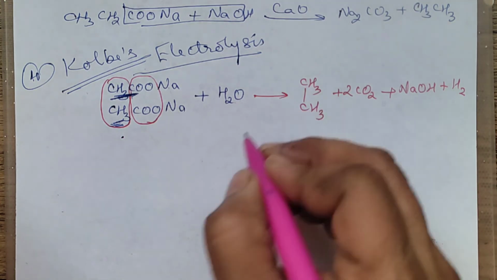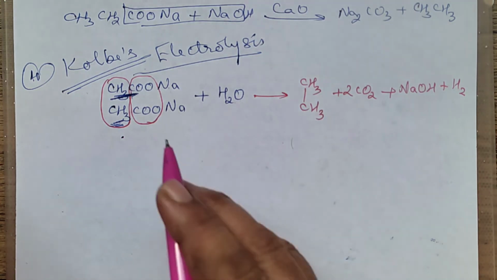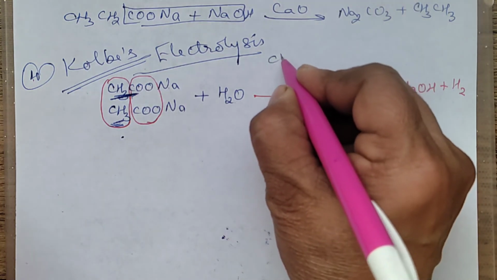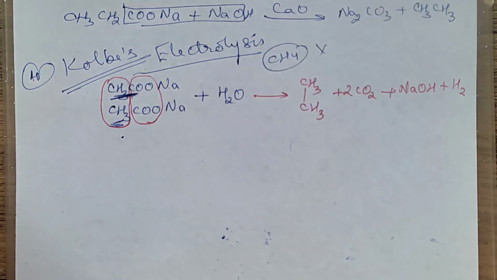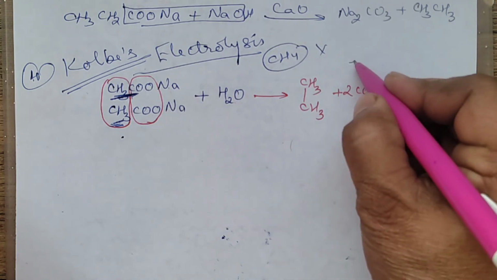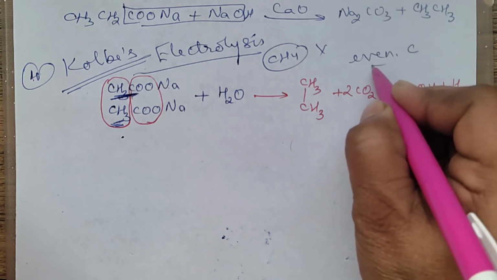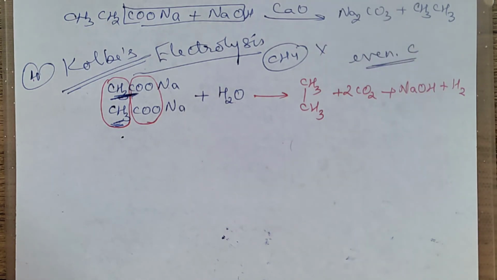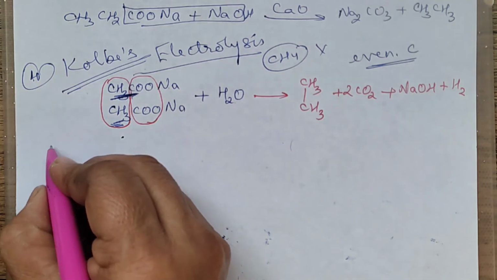That means by this particular method, that is Kolbe's electrolysis, methane cannot be prepared. You cannot prepare methane by Kolbe's electrolysis. You will always get the alkane with an even number of carbon atoms only. So these are the 2 important points. First of all, methane cannot be prepared, and you can get only alkanes with an even number of carbon atoms. Now let us understand the mechanism of this reaction.